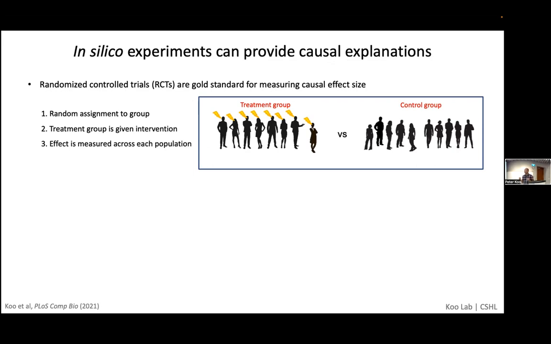for measuring causal effect sizes is the RCT, the randomized controlled trial. In an RCT, there are two groups, a treatment group and a control group. People in the treatment group are given an intervention or drug, and the people in the control group are given a placebo. And then the average effect size is measured within each of those groups. This randomization and averaging effectively helps to remove any confounders within any individual.